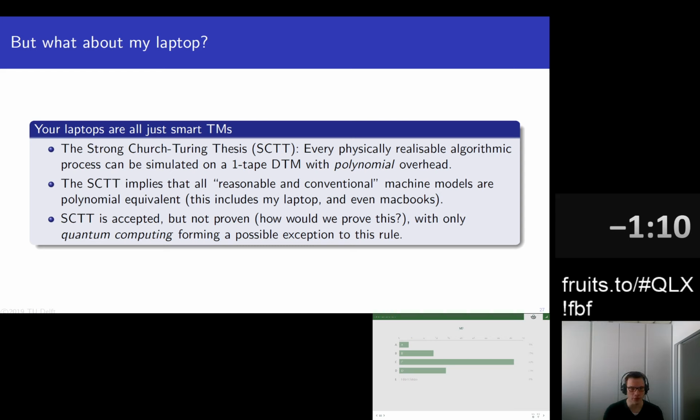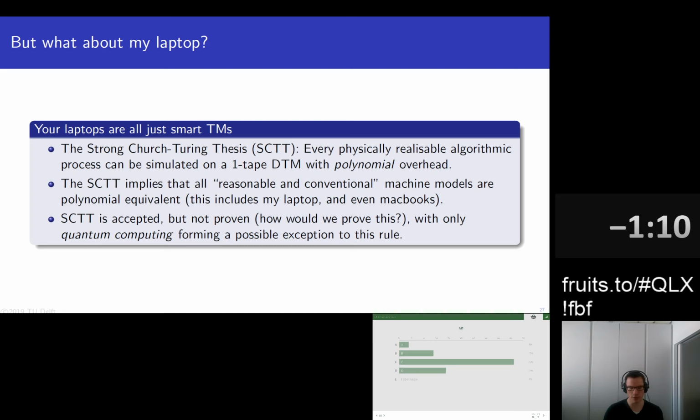Now this is a thesis that we generally accept, but we cannot or have not proven. Because how would we prove this? It would again require us to think about every physically realizable algorithmic process, which requires us to reason about machines that may not yet have been invented. But it's still generally accepted, with only quantum computing forming a possible exception here.